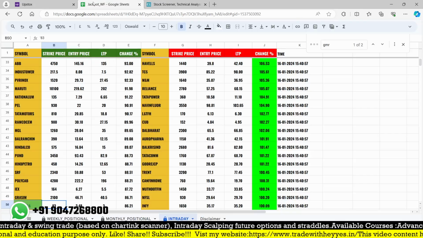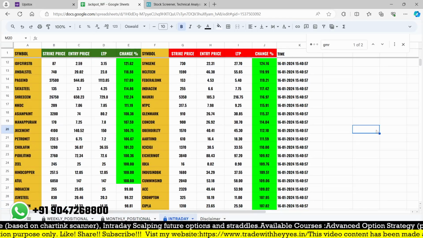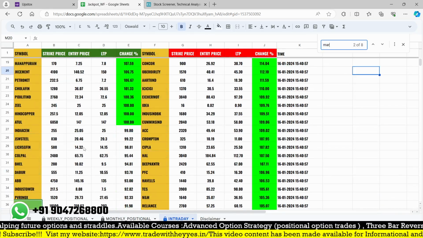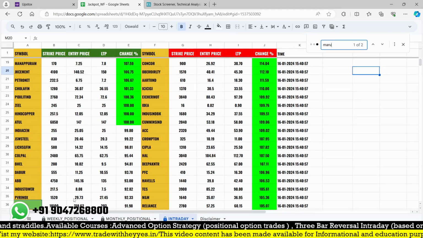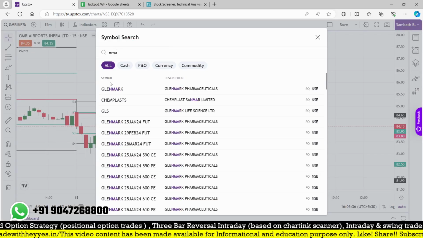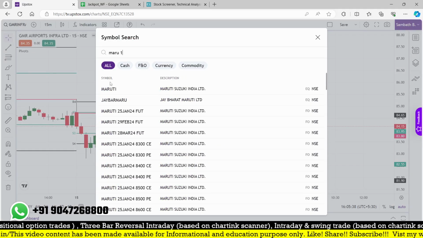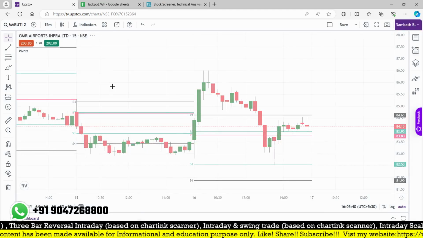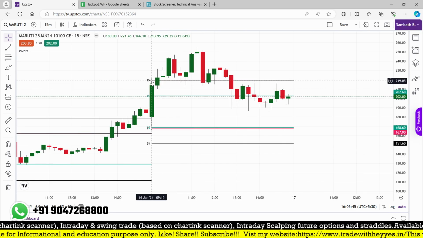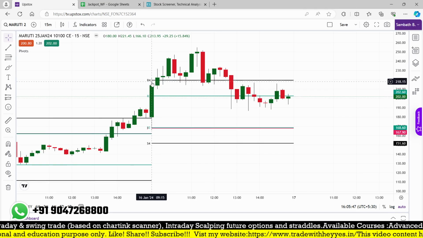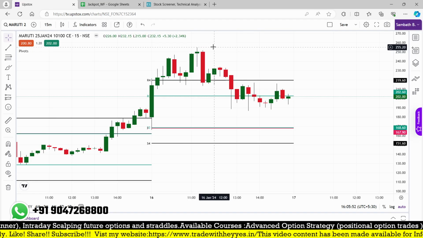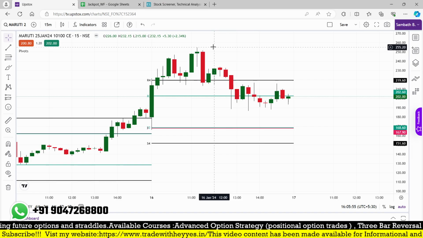So Maruti. Let me check, Maruti will be there here in the list. So Maruti. Maybe quick scalping, 10,100 should be the strike price. And let me check Maruti. Second candle breakout, but in option, the first candle itself, the high is broken. Maybe if you want to ignore, you can ignore. Around 219, it went up to 255. Such a good scalping profit or intraday profit that is also generated.